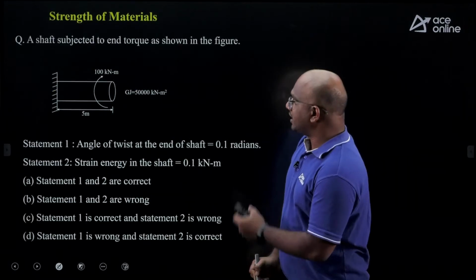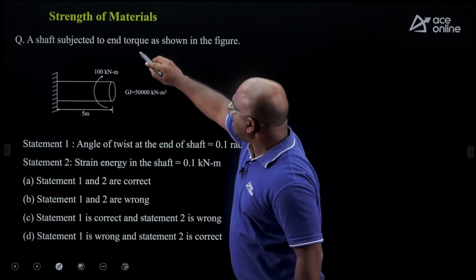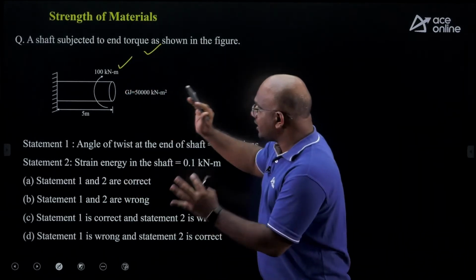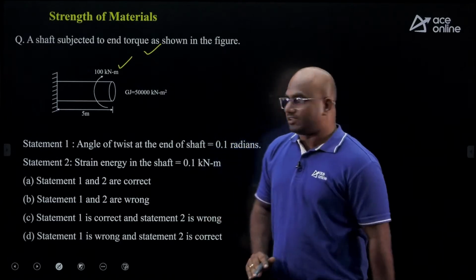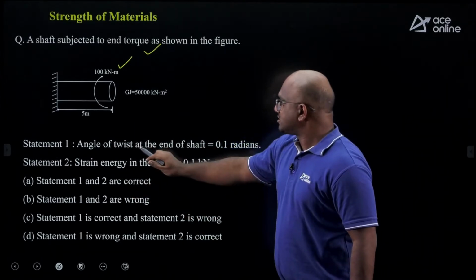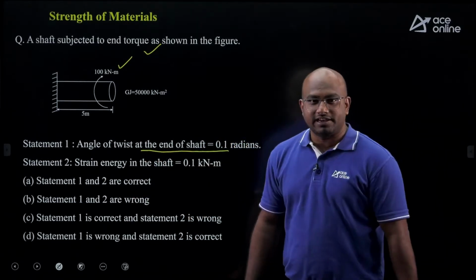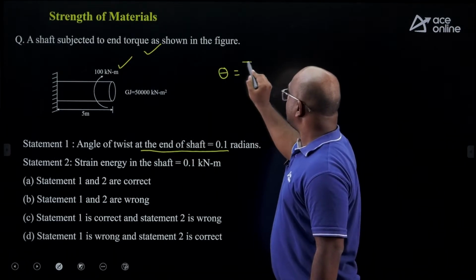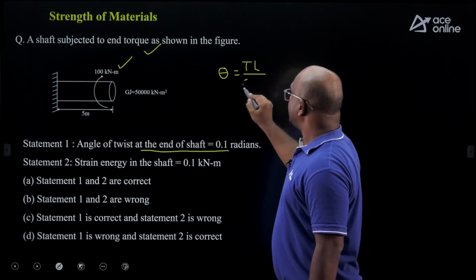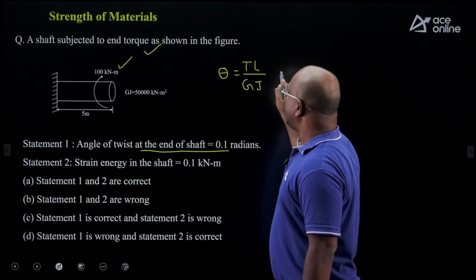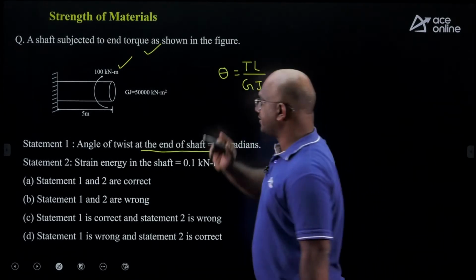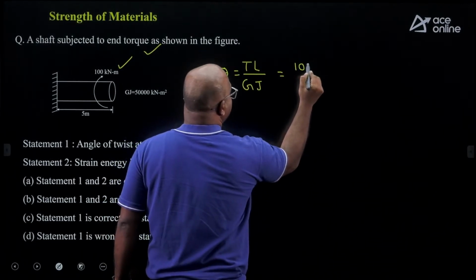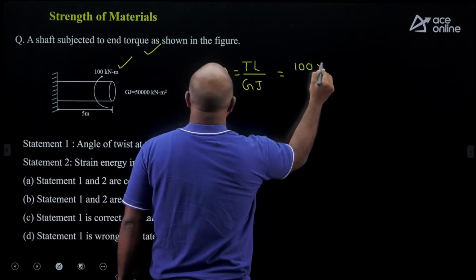Next, coming to the last question. A shaft is subjected to end torque as given. Then, which of the following statements are correct? Statement 1, statement 2. First, angle of twist he is asking, sir. What is the angle of twist formula? Theta equal to how much, guys? TL by GJ. Substitute, my dear students. Take care of the units carefully, sir. So here, T equal to how much, guys? 100 kilonewton meter.